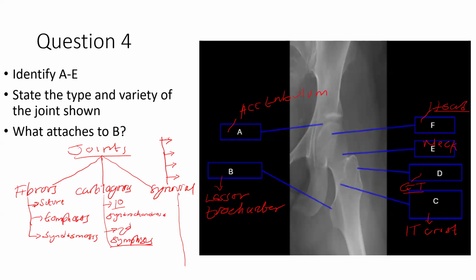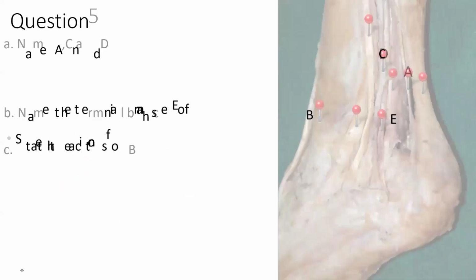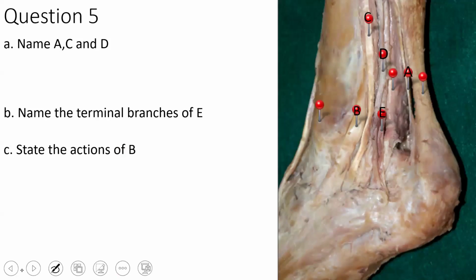What attaches to B? Name the structure that attaches to B. Okay, iliopsoas. Wonderful. Please note that iliopsoas is the chief flexor of the hip joint. Now, the next question is testing your knowledge of the part of the leg and also the foot.